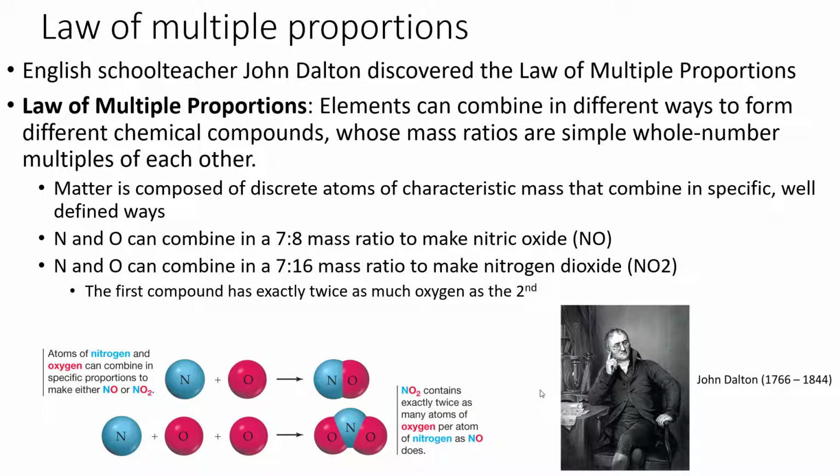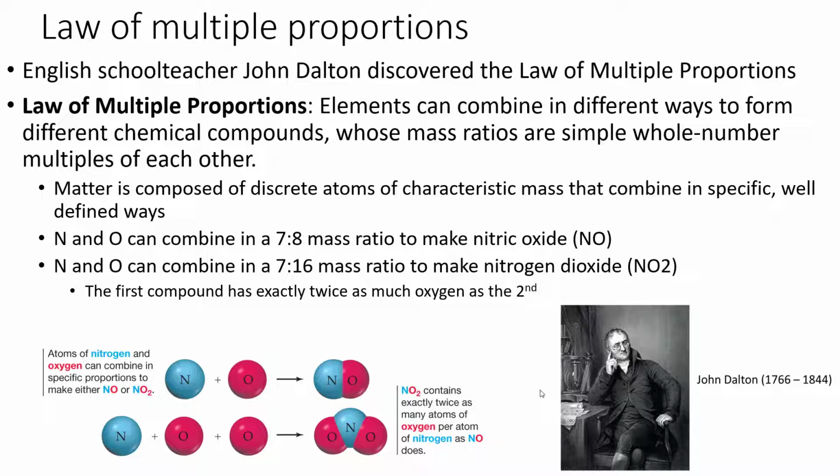That leads us now to the law of multiple proportions. The English school teacher John Dalton discovered the law of multiple proportions, which states that elements can combine in different ways to form different chemical compounds, whose mass ratios are simple whole number multiples of each other. So matter is composed of discrete atoms of characteristic mass that combine in specific, well-defined ways.